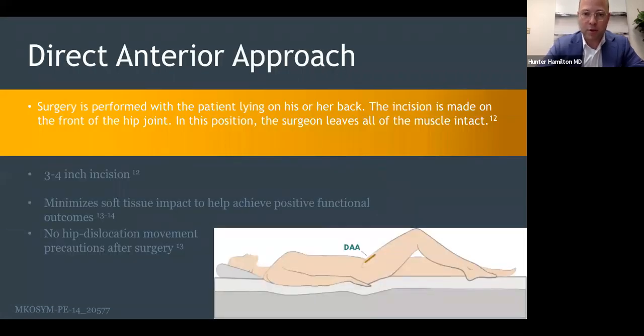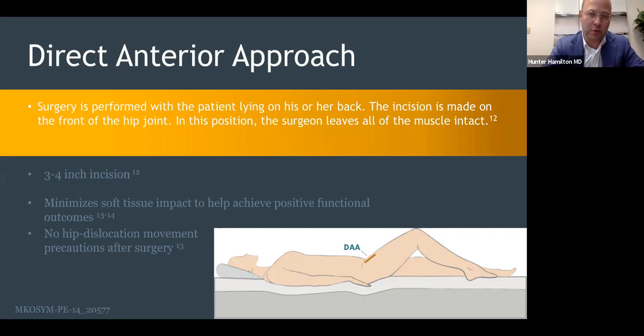There are many approaches to accessing the hip joint. You can go from a posterior approach, a lateral approach. I prefer a direct anterior approach. This is where an incision is made on the front part of the hip. It's usually 3 to 4 inches long. This allows me to go between the muscle planes instead of cutting through them. I'm also able to carry out the surgery without having to dislocate the hip, which ultimately leads to less trauma to the soft tissue while performing surgery.